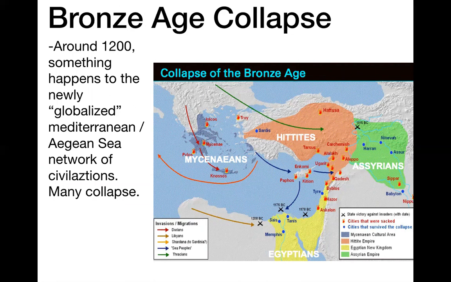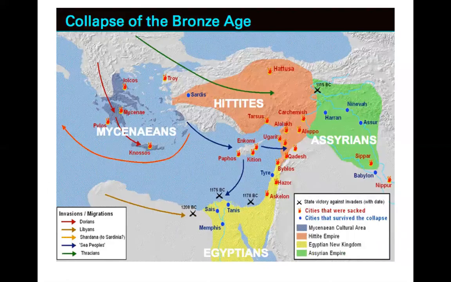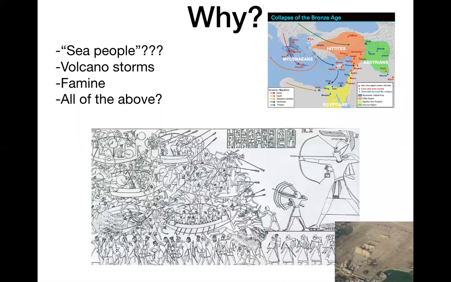So the Egyptians are able to fend off some invaders, but everywhere you see a fireball, that is where a civilization was sacked. Maybe it was just briefly invaded and sacked, and they came back within a few hundred years. But it happens all up and down the Aegean in Greece and modern-day Turkey and modern-day Lebanon. And we still don't know exactly why. The historical record is so fuzzy around that time that we just have to use archaeological evidence.